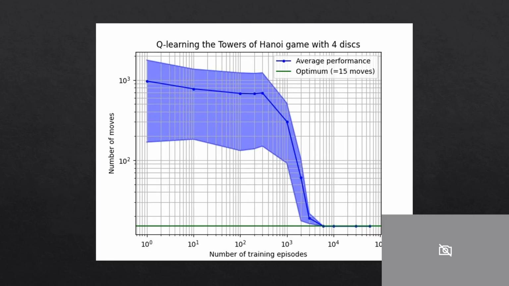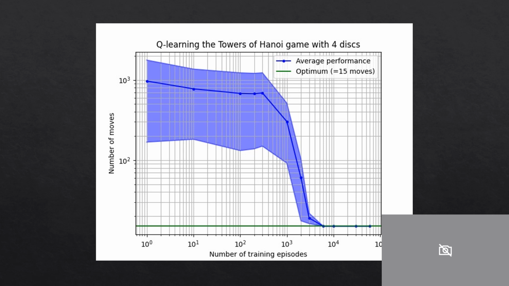Having that said, we also tried it with the Tower of Hanoi. We used 4 disks, and we can see here that it worked pretty well. On the x-axis, we see the number of training episodes, and it needs quite a lot. It takes somewhere between 10 to the power of 3 and 10 to the power of 4, maybe 600 or 700, until it really gets good. And on the y-axis, we see the number of moves that our agent needs in order to solve the game. And then it can actually learn the optimum of 15 moves.